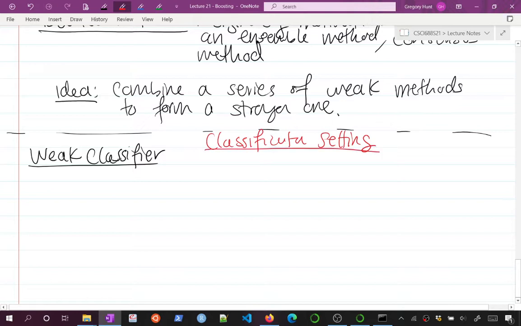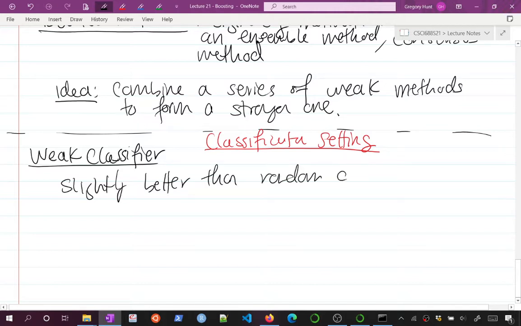What we're going to say here, you can generalize to the regression setting, you change the loss. It's basically all you have to do. There's a discussion there, but we're first talking about the classification setting. A weak classifier is basically a classifier that is slightly better than random guessing. And in particular, we're going to talk about this in the binary classification setting.